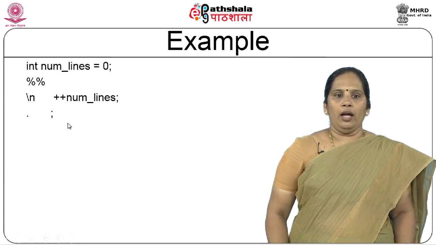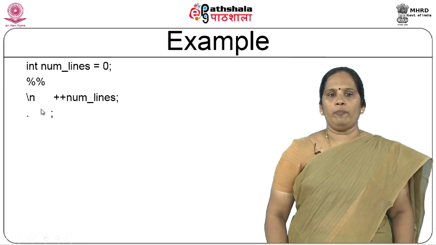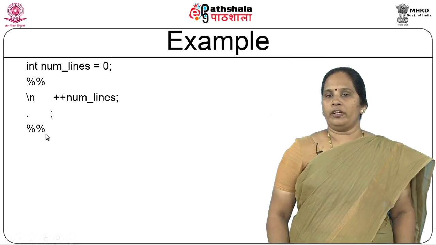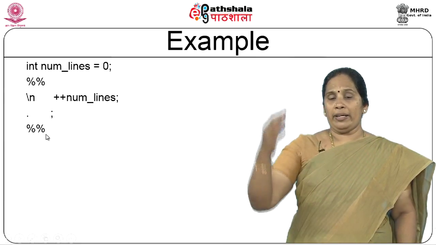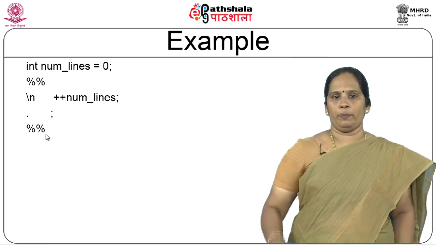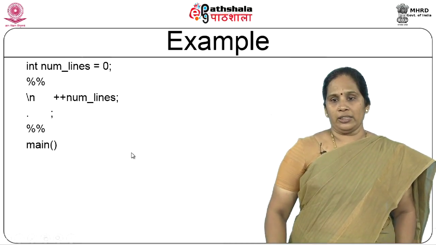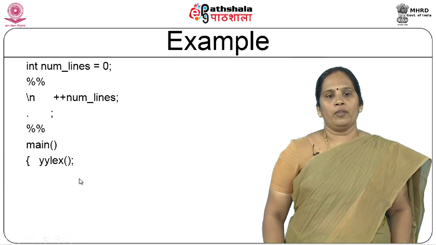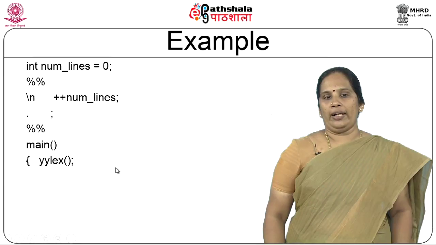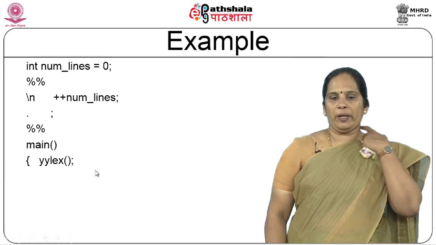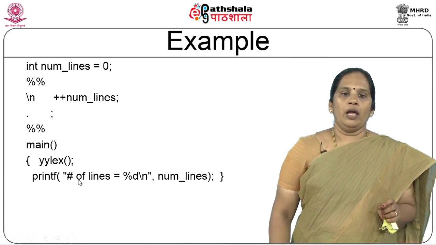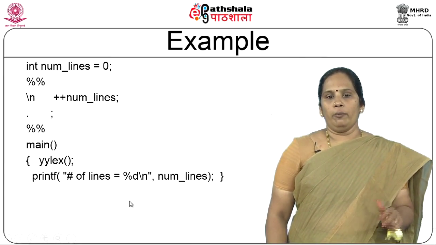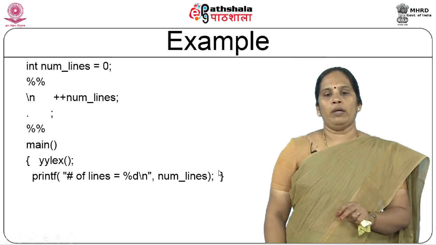For the dot, I put a semicolon, and that is the end of it. Then a double percentage, which means I am entering the next section, the auxiliary procedure section. In the auxiliary procedure section I said I am going to have a default main, which is what I have here, and it is going to call yylex. This is a default function which is typically called as part of your main. This also does a printf of number of lines is equal to %d, num_lines.